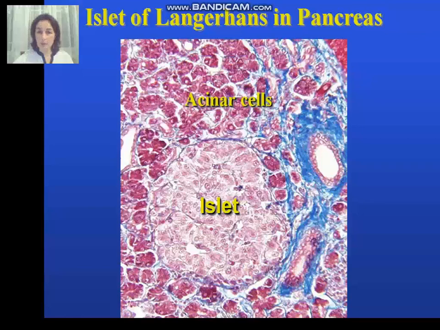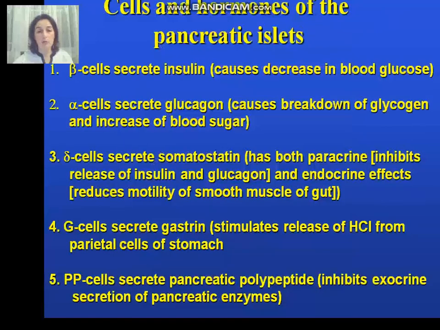Also we have D cells which produce somatostatin. PP cells produce pancreatic polypeptide. G cells produce gastrin. And 60% of cells produce insulin. Insulin is a hormone that controls the level of glucose in the blood circulation, and it increases absorption of the glucose by the tissues of the body. A deficiency of insulin may lead to diabetes mellitus.